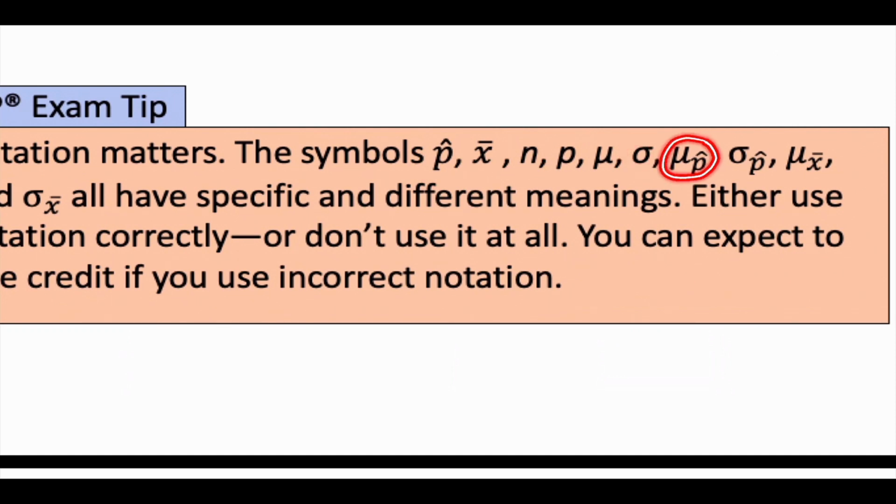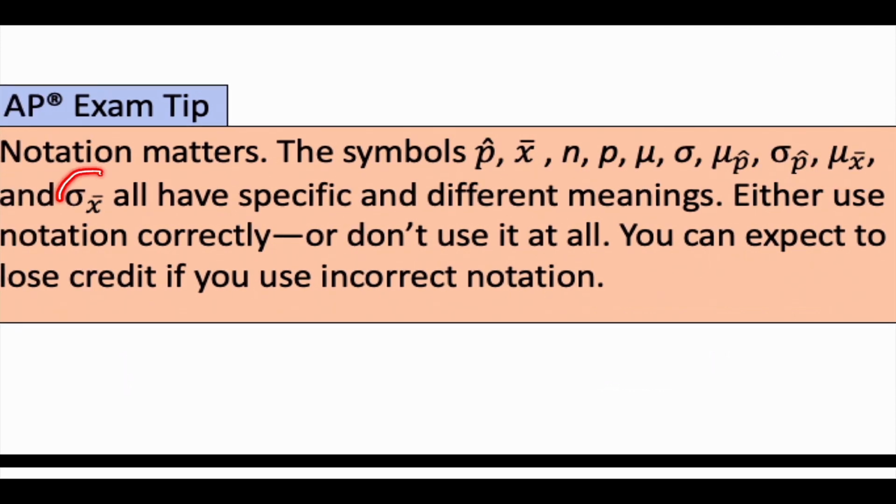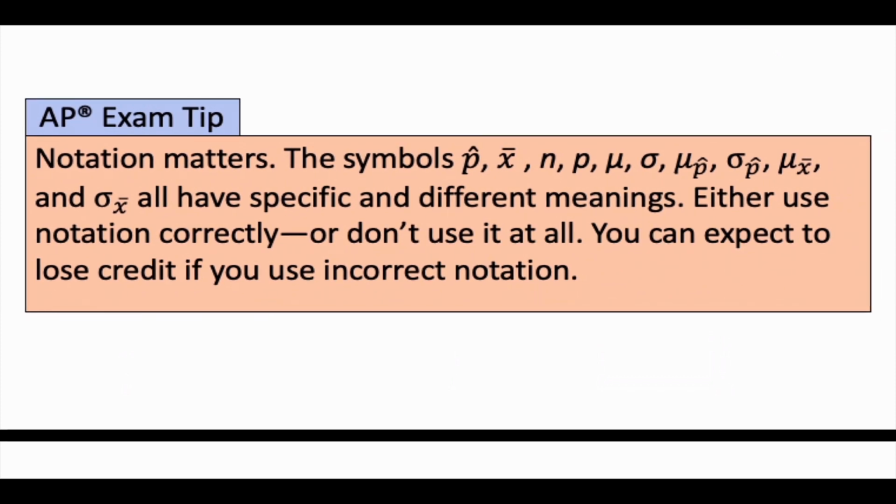Mu sub p hat is the mean of all of the sample proportions, and the standard deviation of all the sample proportions. So there are a lot of symbols. Now it says they all have specific meanings and different meanings.